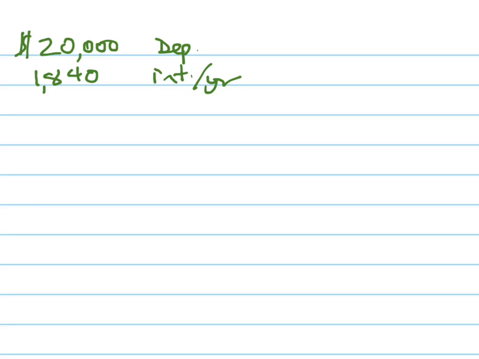All right, we have an inheritance of $20,000 that was divided up among 3 investments, yielding a total of interest. So this is the inheritance or the deposit, and the interest per year. The word problem is telling us the interest is $1,840.